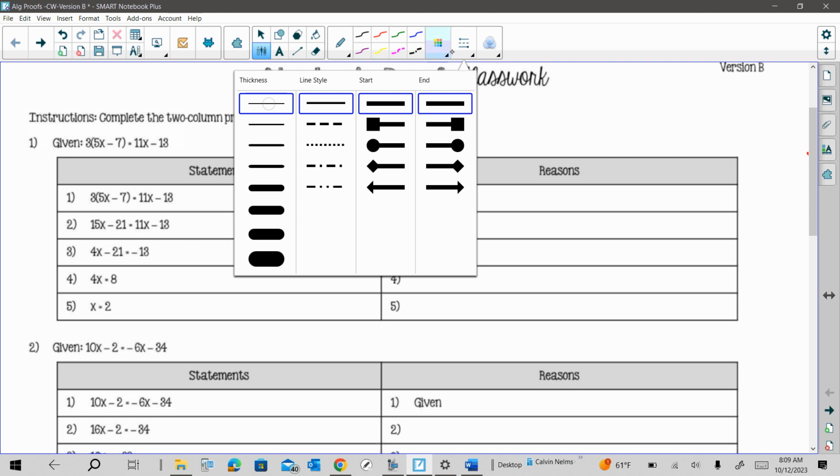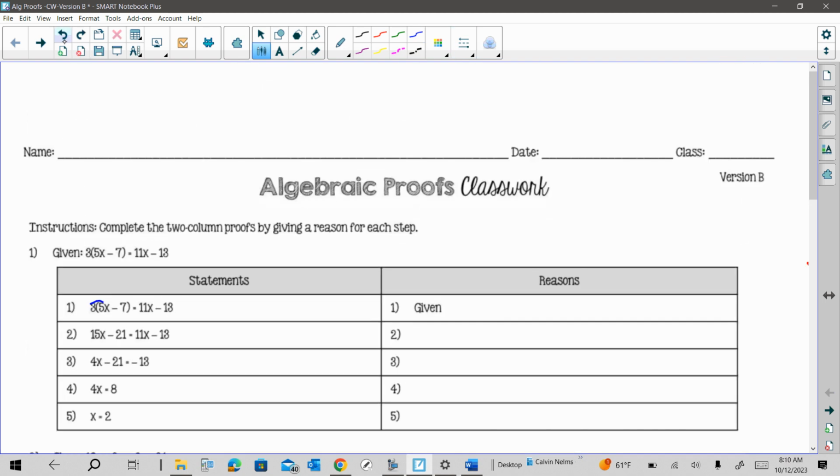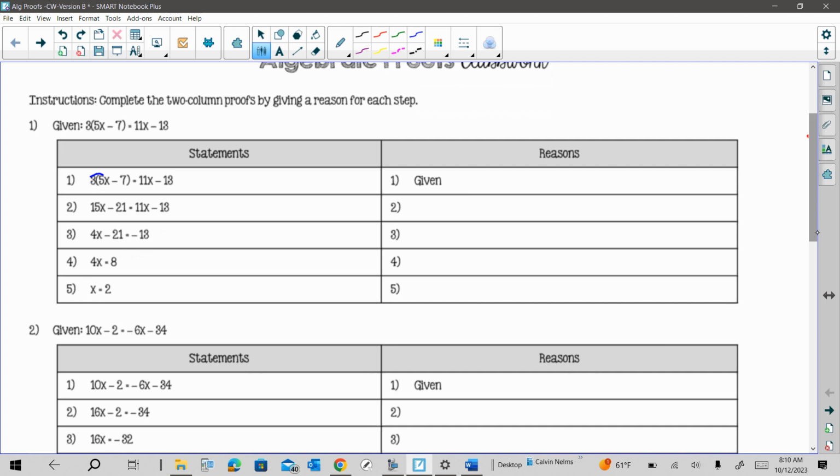So let me just change my font here. So we would end up just distributing. So that is our reason here, because they're showing you the result of distributing. So we would just write distributive, and abbreviate property.